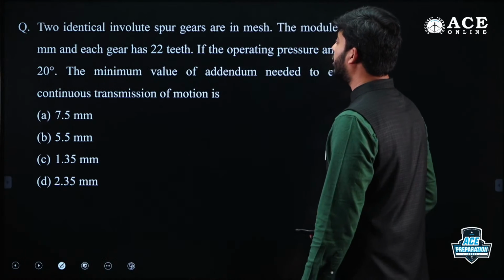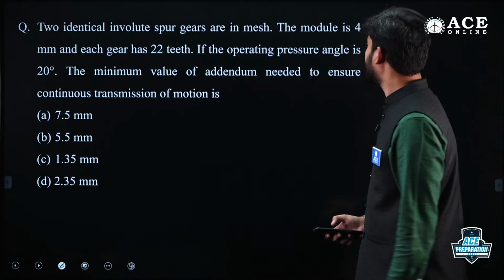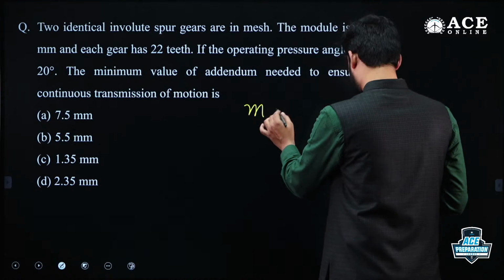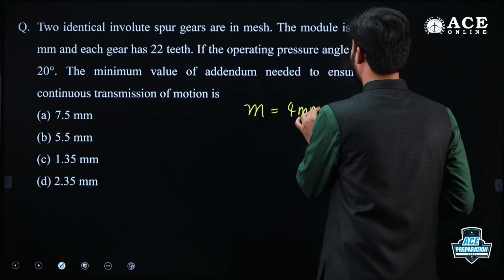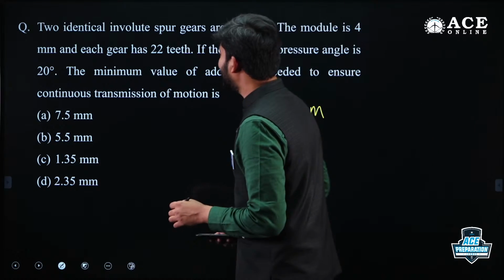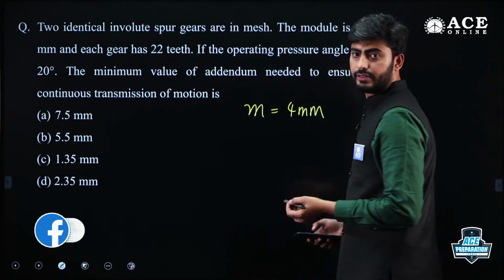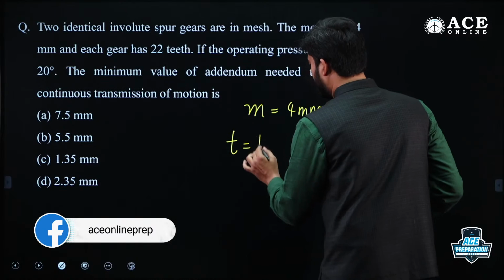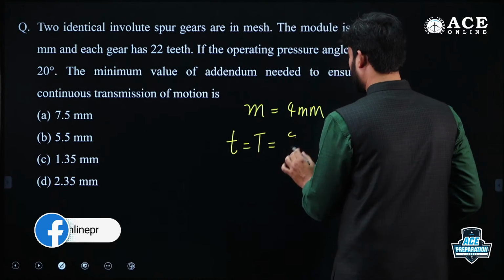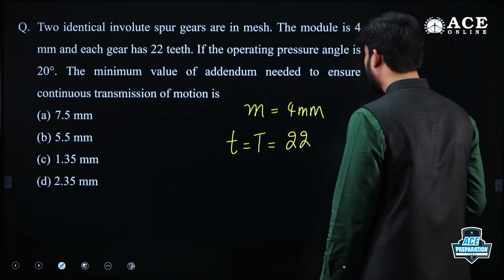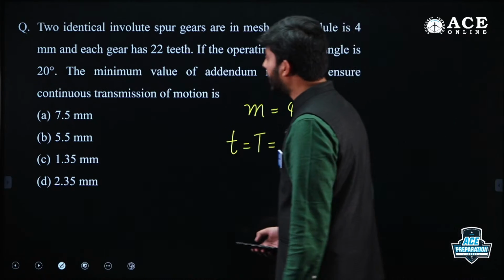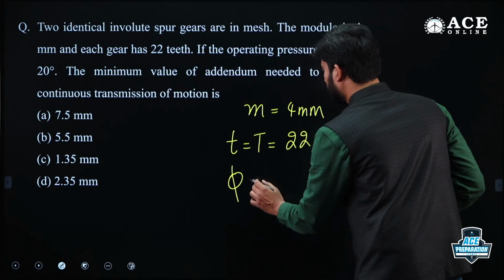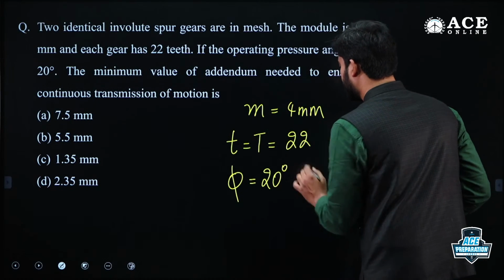Two identical involute spur gears are in mesh. The module is 4 mm. Module here is equal to 4 mm. And each gear has 22 teeth. So two identical gears means that pinion and gear are of the same size, having 22 teeth. The operating pressure angle is 20 degrees. Phi is equal to 20 degrees.